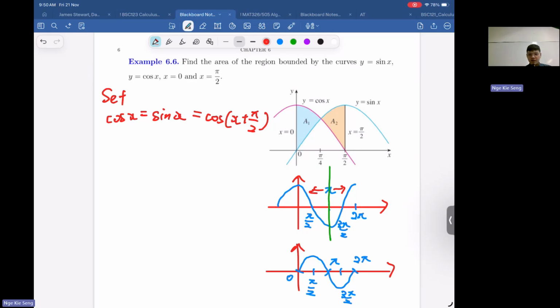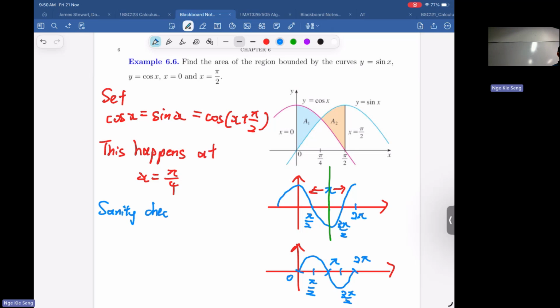I think the claim is pi over 4. So this happens at x equals pi over 4. Or you can do a sanity check here. You can press your calculator. Is it true that cos pi over 4 equals cos of pi over 4 plus pi over 2, which is what? 3 pi over 4.